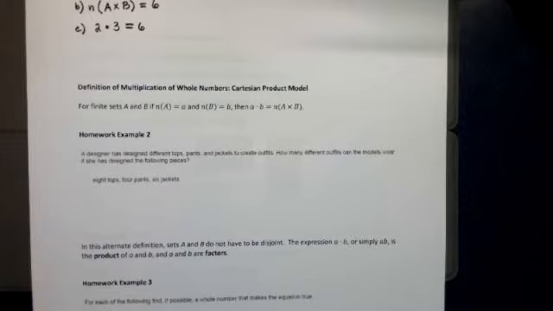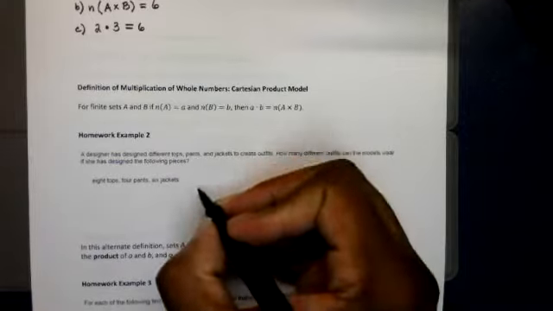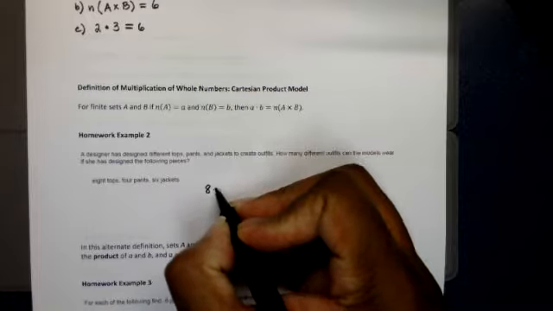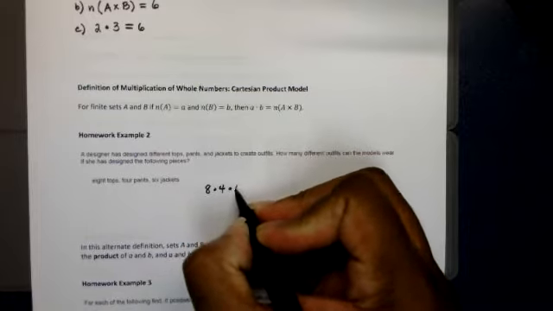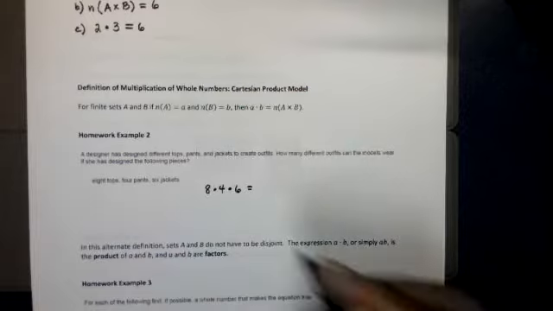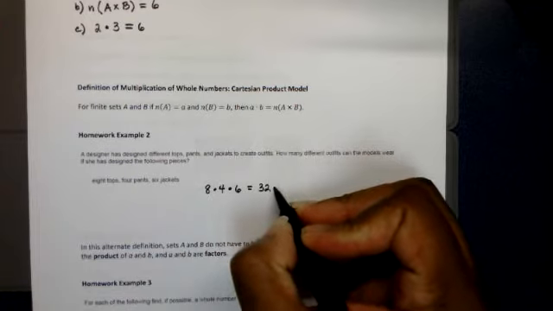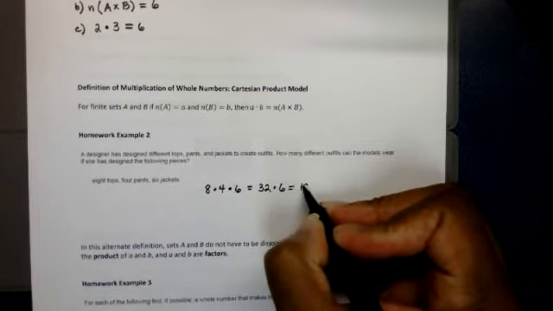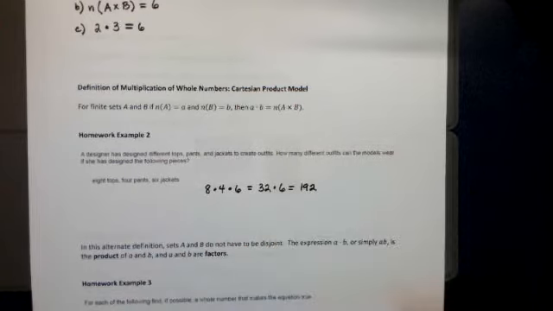This is where I use that fundamental multiplication principle by just multiplying the 8 times 4 times 6. Well, here 8 times 4 would be 32. And then 32 times 6 would be 192. So in this case, there are 192 different outfits that the models can wear if the designer has designed the following pieces.